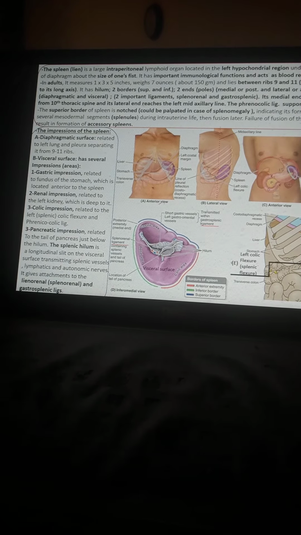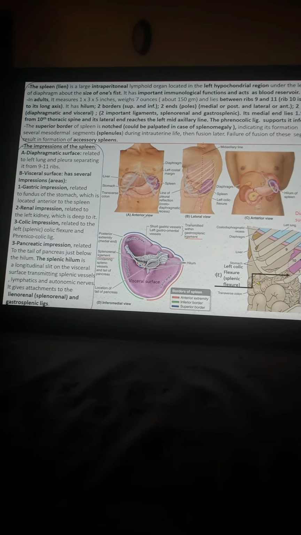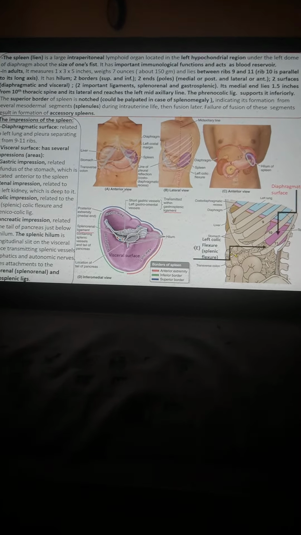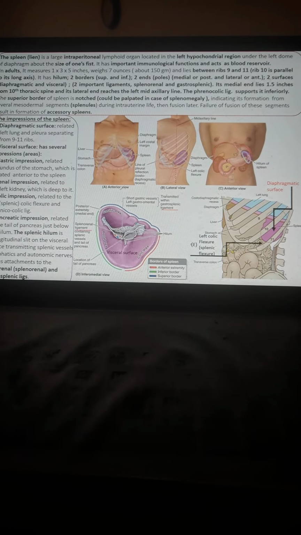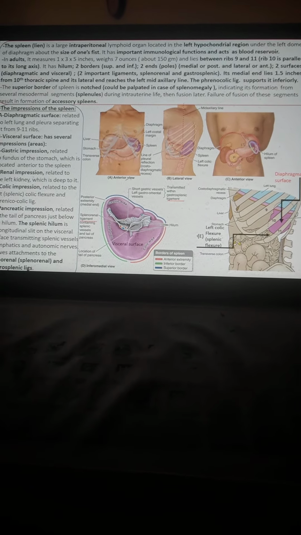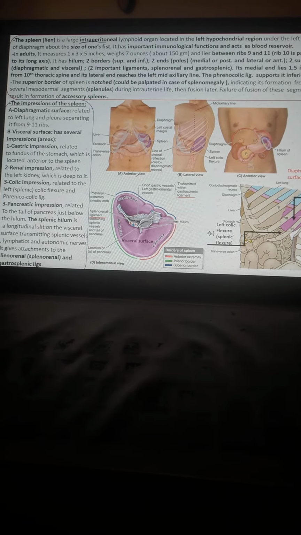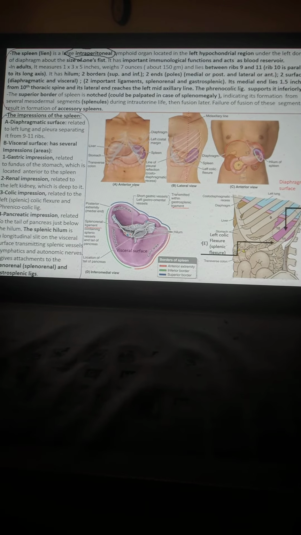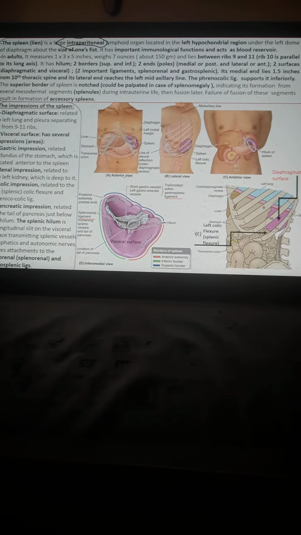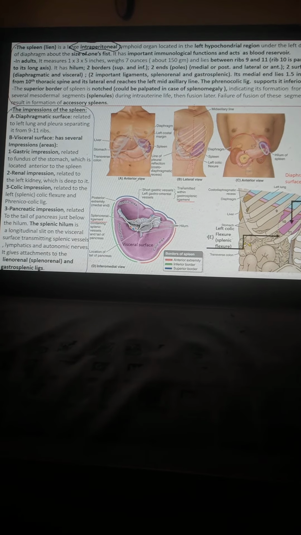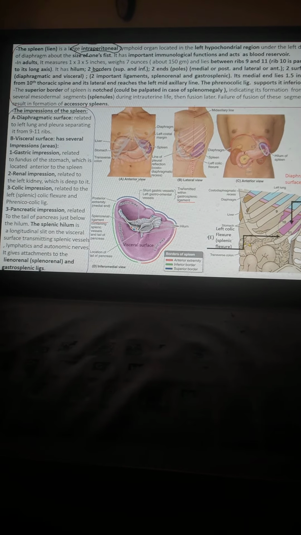Here is just important information related to the spleen. I will not repeat, but as you see here, the spleen is an intraperitoneal organ, so it means it is covered by peritoneum. Remember number 2 in relation to the spleen: it has 2 borders, 2 ends, 2 surfaces, and 2 important ligaments.